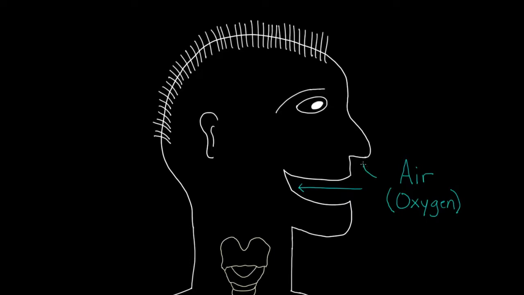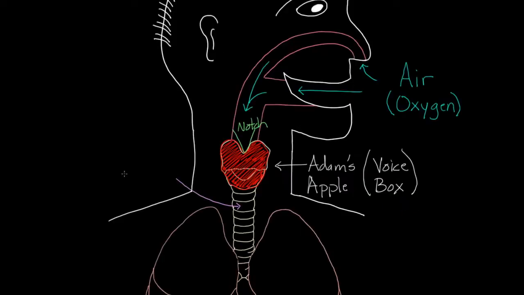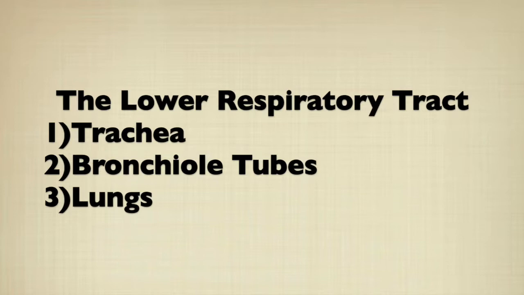The air enters the body through the mouth and nose, and it travels down the trachea, a large muscular tube that extends from the larynx all the way down to the alveolar sacs, which we will discuss later. The lower respiratory tract consists of the trachea, bronchial tubes, and the structures within the lungs.